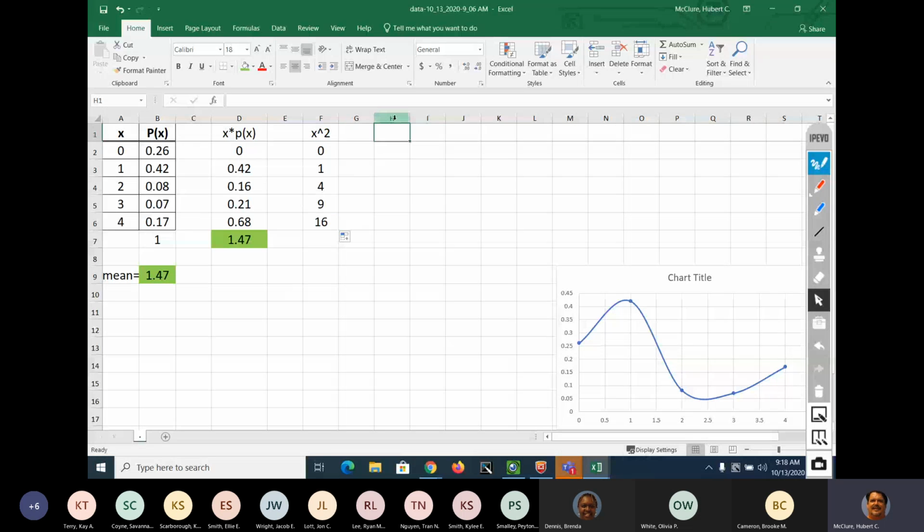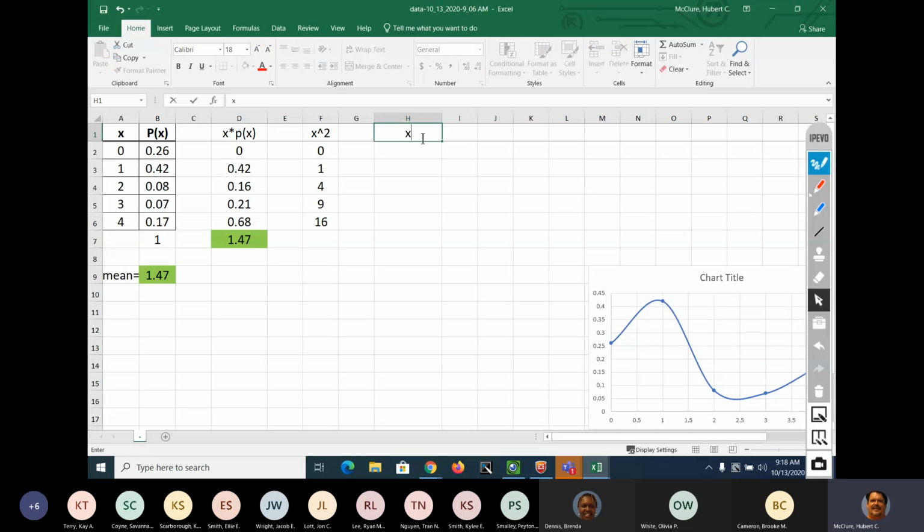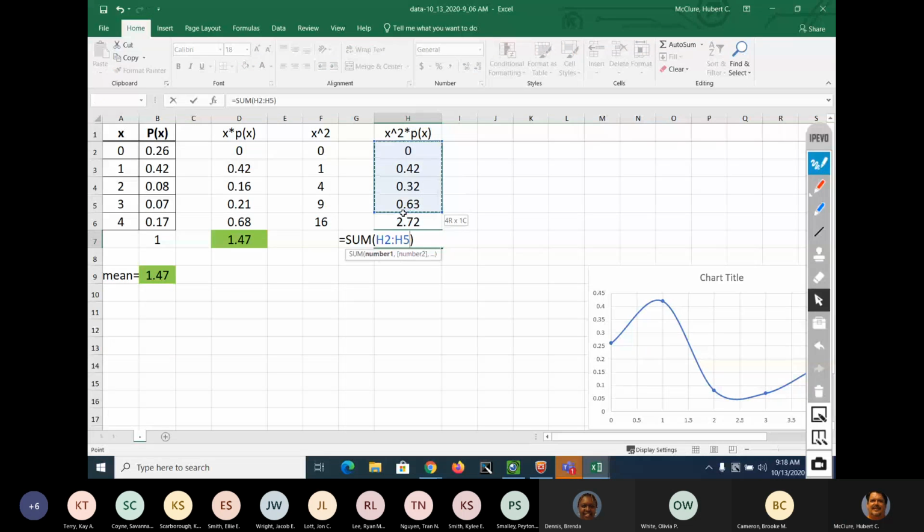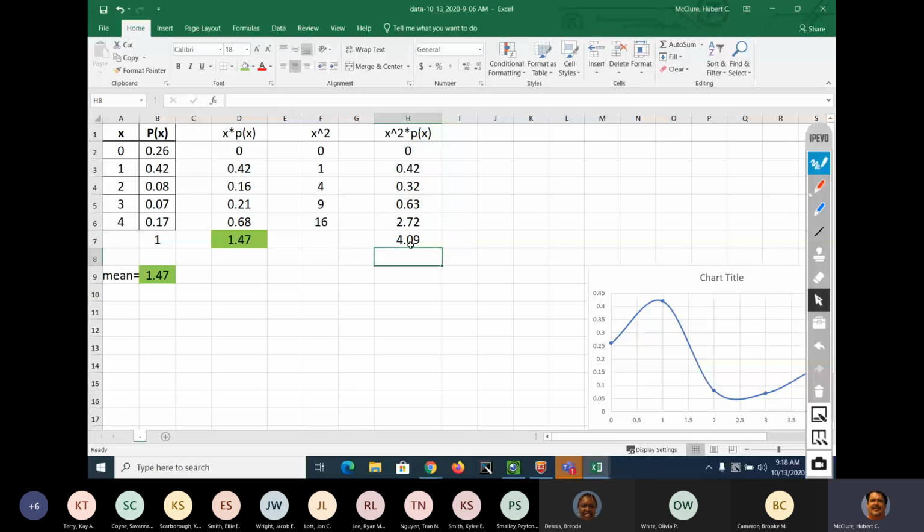And I'm skipping a column so y'all can see that I'm going to do x squared times p of x. X squared times p of x. So x squared is equal to this guy, times p of x is equal to this guy. And add that up. And that's equal to 4.09.